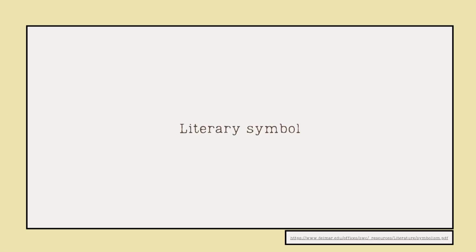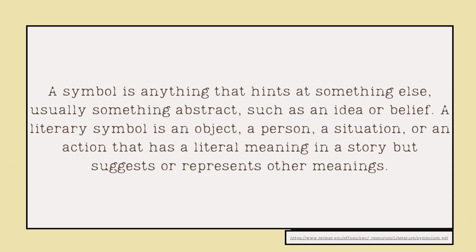Literary symbols. A symbol is anything that hints at something else, usually something abstract, such as an idea or belief. A literary symbol is an object, person, situation, or action that has a literal meaning in the story but suggests or represents some other meanings.